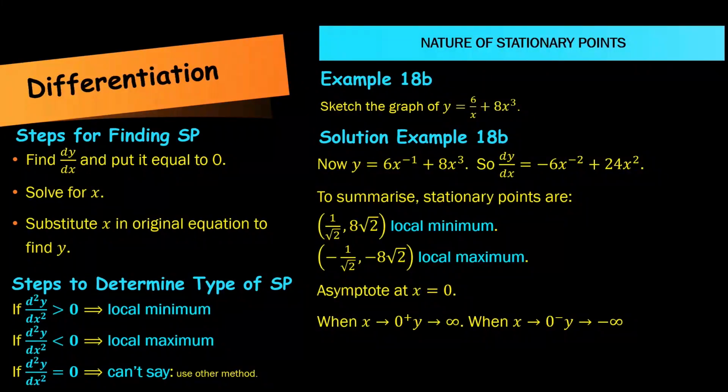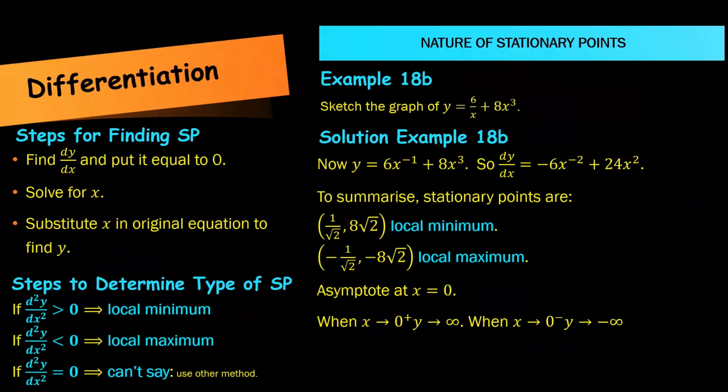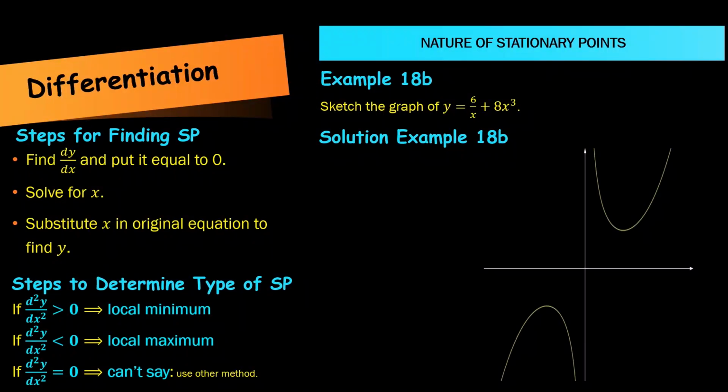Remember that one of our stationary points was 1 over root 2, h root 2, and that was a local minimum, which is here. The other stationary point was here. It was a local maximum.